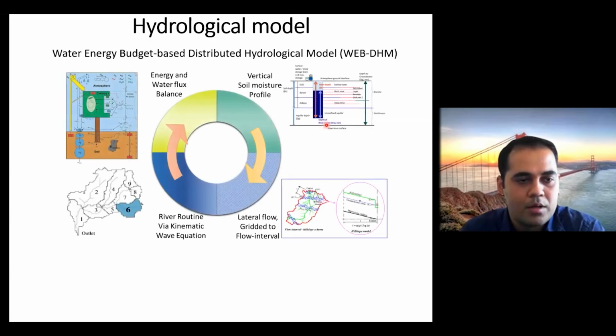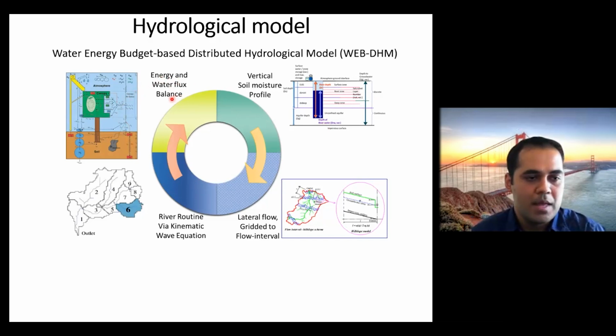So this slide shows the details of the hydrological model. So it has four components. It has the energy and water flux balance. That means it includes the tree and canopy interaction with the environment. It has the vertical soil moisture interactions. It has the lateral flow of water based on the topography of the river basin, and then it has the river routing scheme developed using the kinematic wave equation.